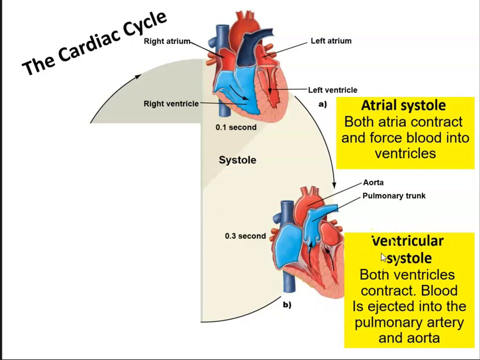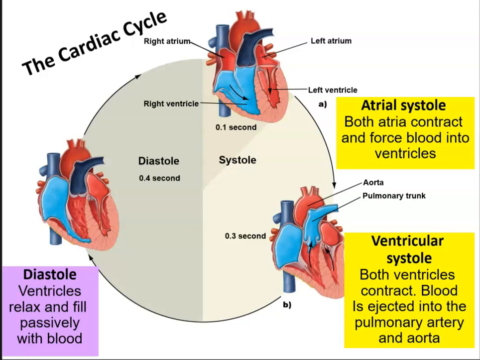Then we have ventricular systole. This is when both ventricles contract. Now at this point, the valves between the atria and the ventricles will close. Blood is ejected into either the pulmonary trunk and pulmonary arteries on the right, or into the aorta on the left. This event has the opening of the semilunar valves. So blood is basically being forced into the lungs or into the aorta to go to the rest of the body.